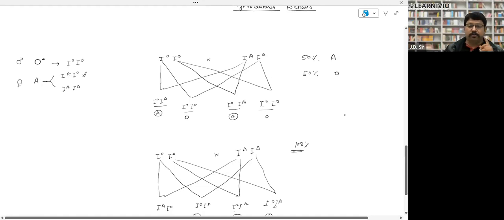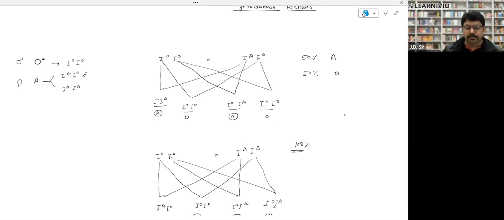Okay, sir. Got it. Now let's conclude. Look, take one more logic. My blood group is A positive, right? Yes, sir. And my elder brother has blood group O positive. Got it? Yes, sir. So now guess what should be the genotype of my mother?